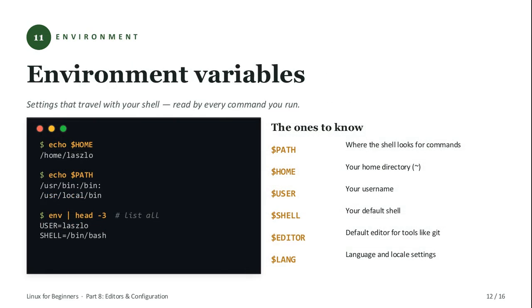From system files, let's shift to something that lives in your shell itself. Environment variables. Think of them as little notes your shell carries around, available to every command you run. A quick echo $HOME shows your home directory. echo $PATH lists where the shell hunts for programs, and env dumps the whole set. The ones worth memorizing are PATH, HOME, USER, SHELL, EDITOR, and LANG. Set EDITOR to nano or vim, and tools like git will quietly do the right thing.